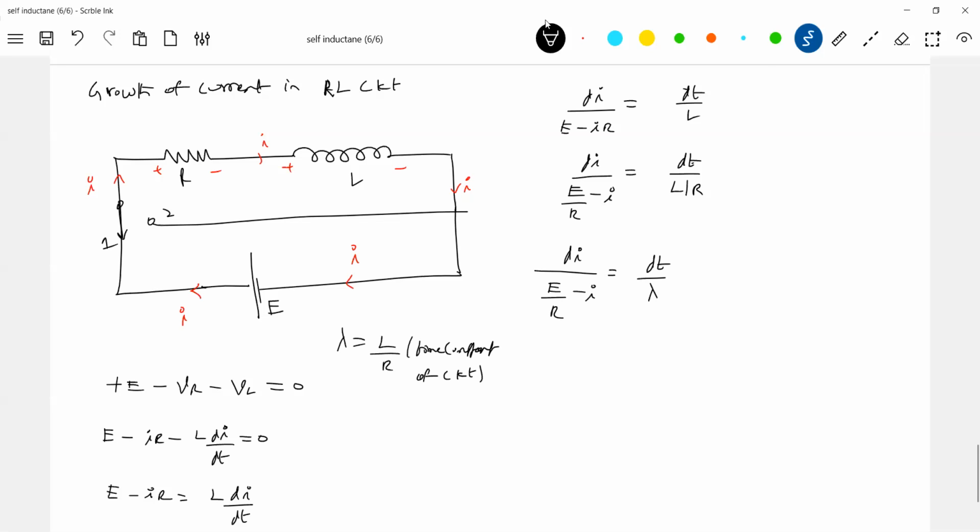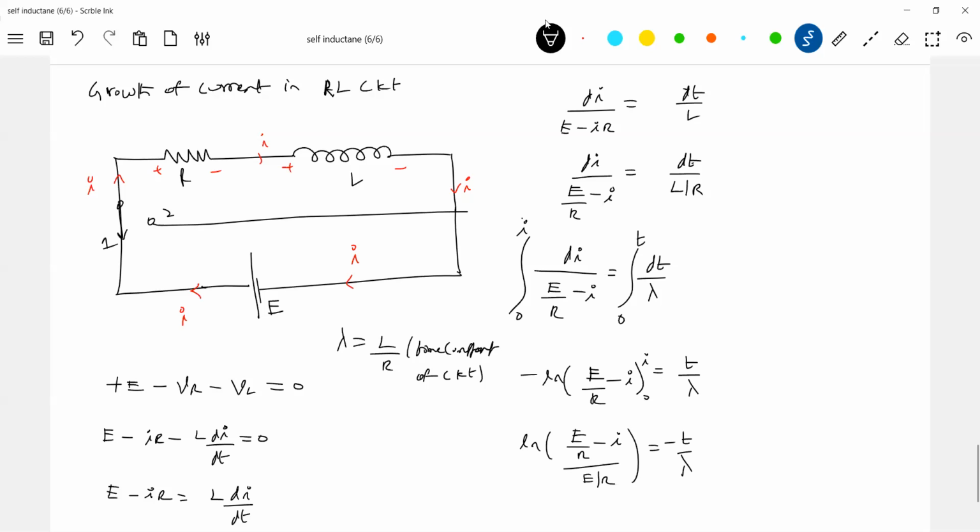So this we will integrate. At t equals 0, what was the current in the coil? 0. At any instant of time, let I be the current. So solving this, minus log of, the negative sign I'll send to this side, so this will be log of (E by R minus I) by E by R. Everything becomes 1 minus I by (E by R) equal to e to the power of minus t by lambda.